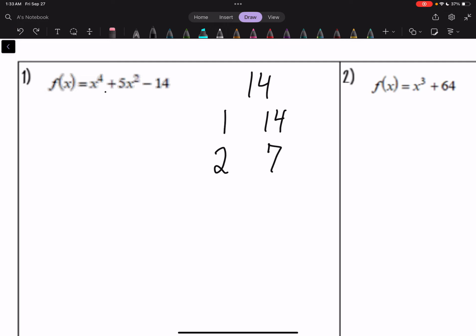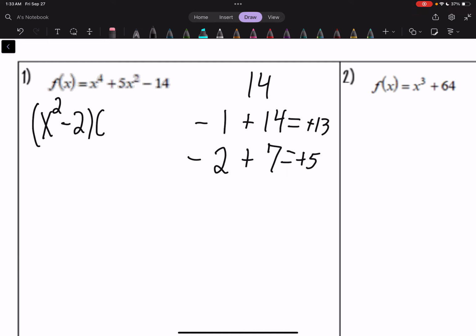Alright, this sign tells me the bigger number needs to be positive. This sign tells me, because it is a negative, these signs need to be opposite. So the small numbers in this case are negative. This is going to give me negative 2, positive 7. My factors are x squared minus 2 and x squared plus 7.